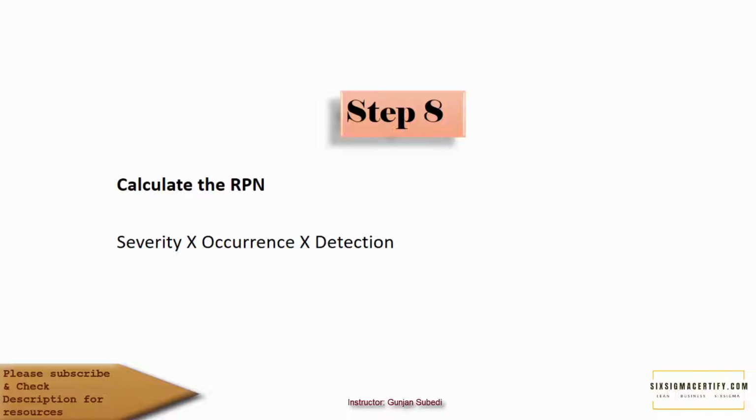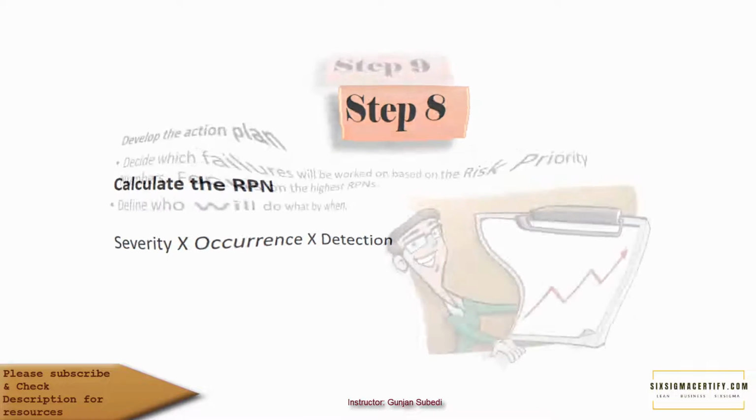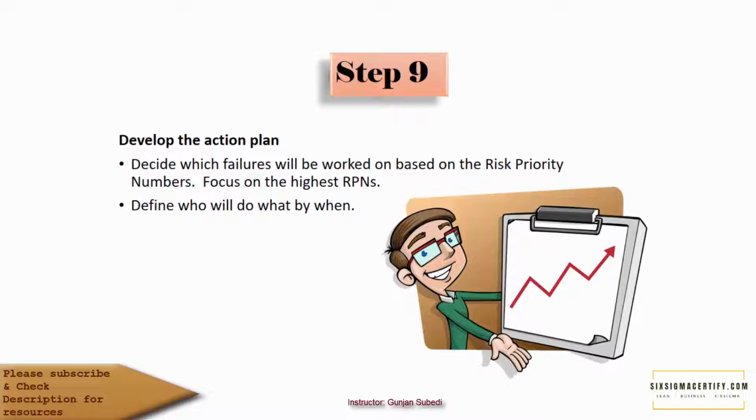We have already assigned the severity, occurrence and detection rankings, and multiplying severity, occurrence and detection rankings gives us the risk priority number. We then develop the action plan.